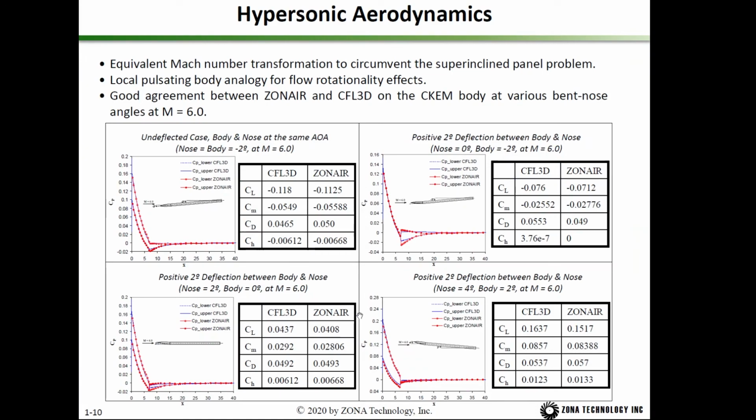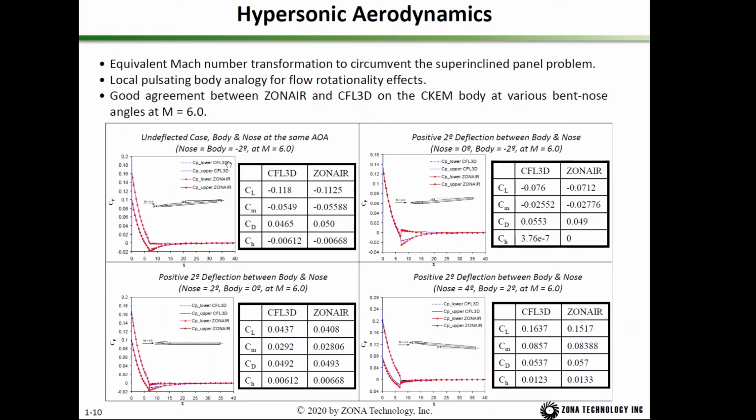For the hypersonic, we use the so-called equivalent Mach number transformation to circumvent the super inclined panel problem, and then we use the local pulsating body analogy for the flow rotationality effect. And showing here is a so-called compact kinetic energy missile, which has a bent nose. And we compare the ZONAIR solution with the CFL3D.